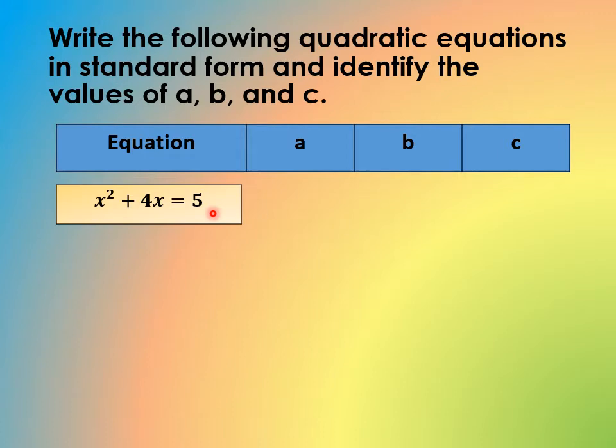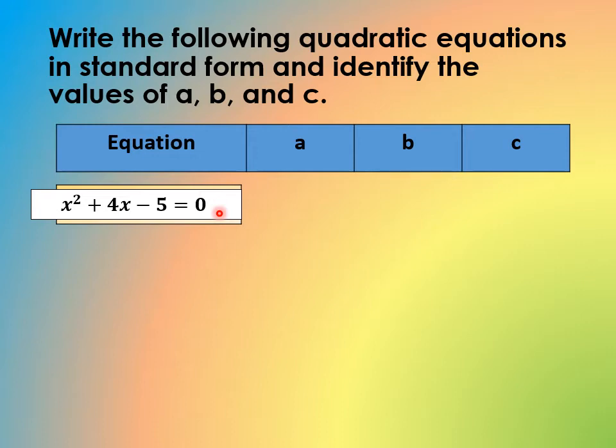So, in order to transform it, we need to add both sides by negative 5. Ang right side na equation, it should be equal to 0. Okay? So, we have x squared plus 4x plus the quantity of negative 5 is equal to 5 plus the quantity of negative 5. So, 5 plus negative 5, that will become equal to 0. Okay? So, we have x squared plus 4x minus 5 is equal to 0. Therefore, we can identify now the values of a, b, and c.